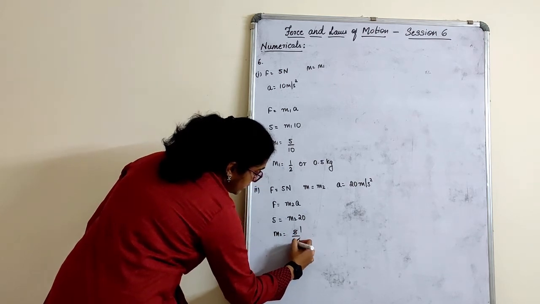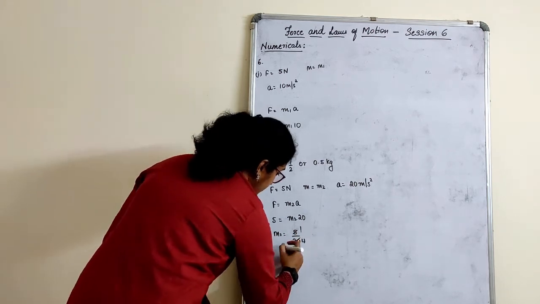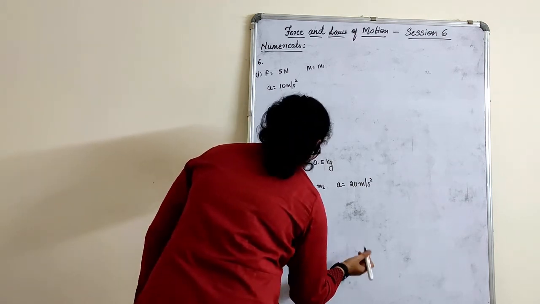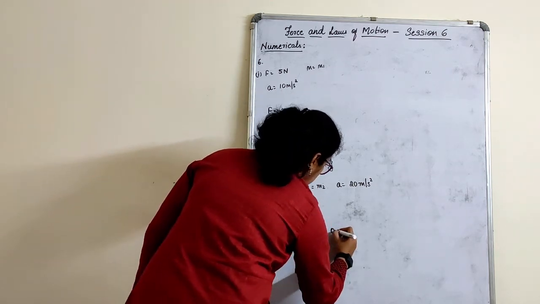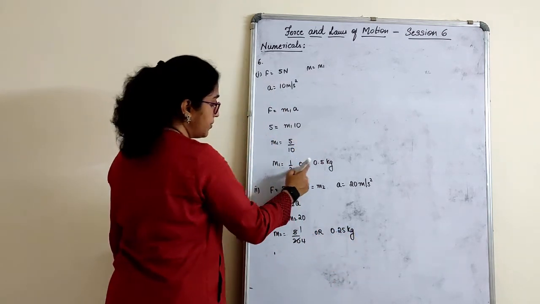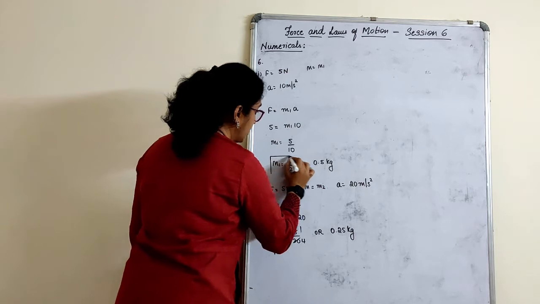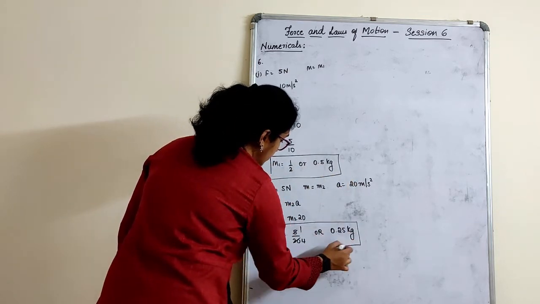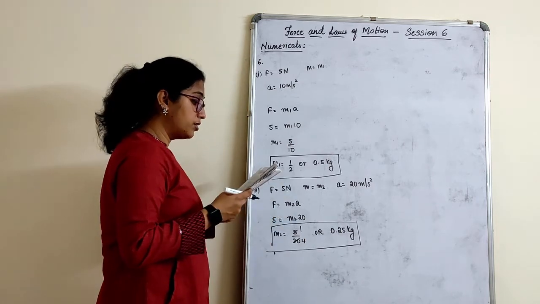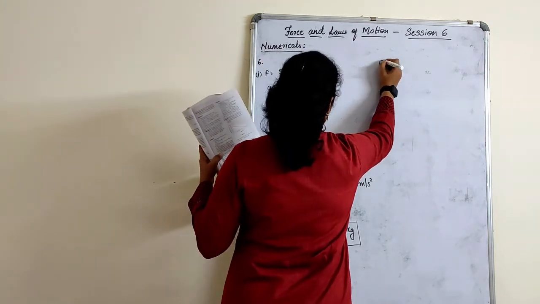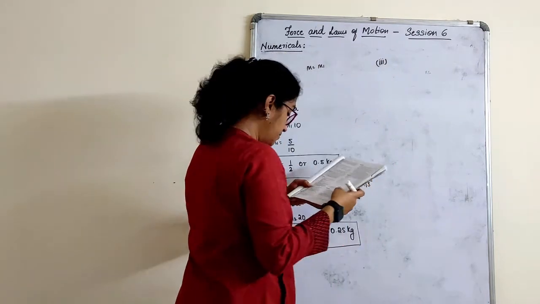So 5 ones are 5, 5 fours are 20. Mass is equal to 0.25 kg. So mass 1 is 0.5 kg or half kg, what we can say, and mass 2 is 0.25 kg or 1/4 kg. Now what are they saying here is the third part of the question.